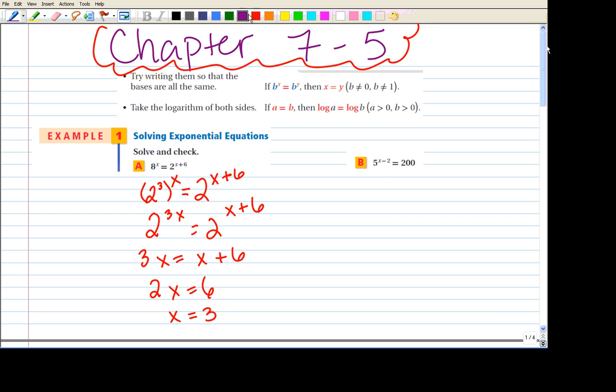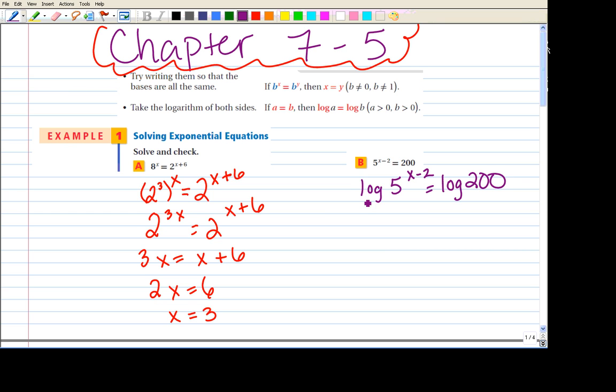Okay, on example B here, I've got 5 to the x minus 2 equals 200. Well, 200 is not a power of 5, so I'm not going to rewrite 200 as 5 to the something. However, I can use the second property we mentioned up here. If we've got an equation a equal to b, then I can take the log of both sides. So I'm going to have the log of 5 to the x minus 2 equal to the log of 200.